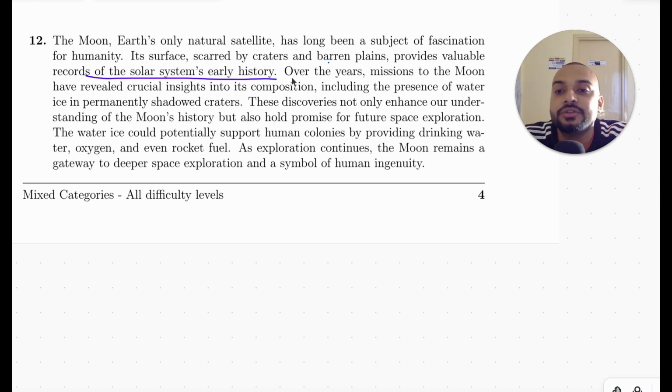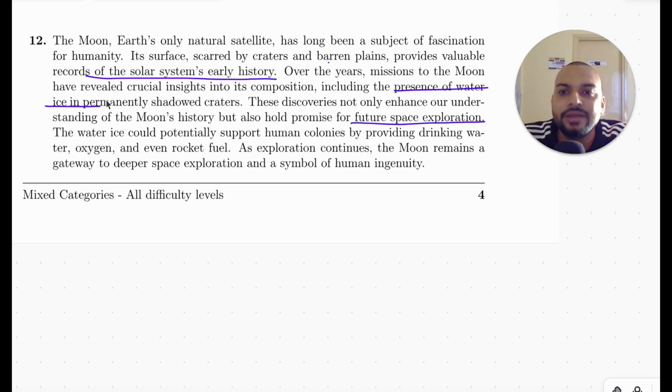Over the years, missions to the moon have revealed crucial insights into its composition, including the presence of water ice in permanently shadowed craters. These discoveries not only enhance our understanding of the moon's history, but also hold promise for future space exploration. So what is holding promise for future space exploration? The presence of water ice. Remember this. The water ice could potentially support human colonies by providing drinking water, oxygen, and even rocket fuel. As exploration continues, the moon remains a gateway to deeper space exploration and a symbol of human ingenuity.